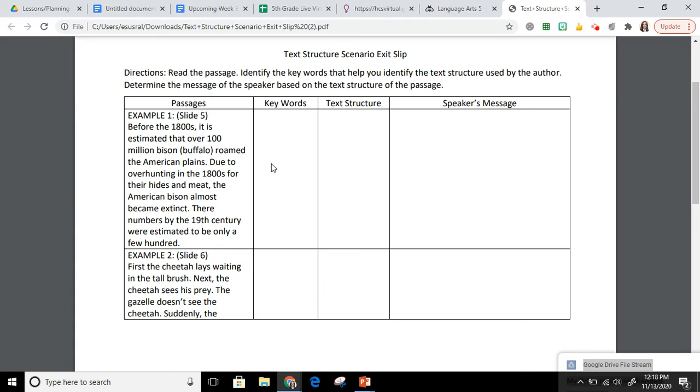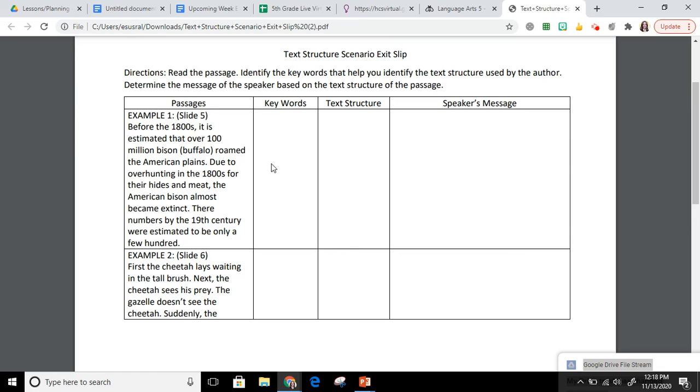So some keywords here that I'm going to pull out to help me identify the text structure. The big one here is due to. And that shows me that this is a cause and effect relationship. So the information in this example is organized in a cause and effect organization or text structure. So the text structure for number 1 is cause and effect. And that keyword that helped me identify that was due to overhunting. Okay, so the keyword would be due to. The text structure is cause and effect.